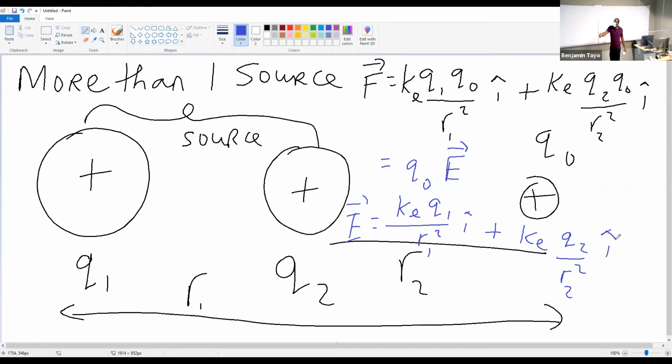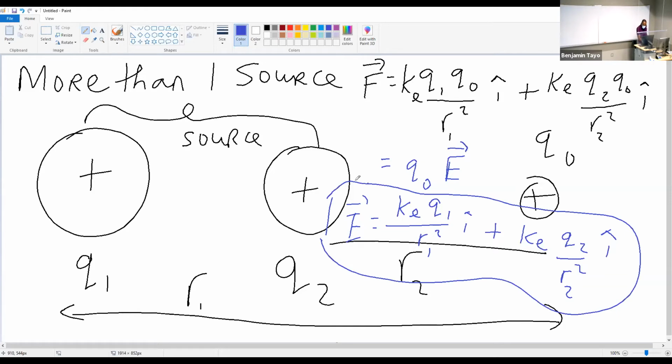So going forward, each time that you want to calculate the force, the first thing that we're going to do is calculate the electric field from all the source charges, and then simply multiply by the charge of the test charge. I don't know if that makes sense or not. So we're going to be focusing on calculating electric field, because once I know electric field, I just multiply by the test charge to get the force on that test charge.